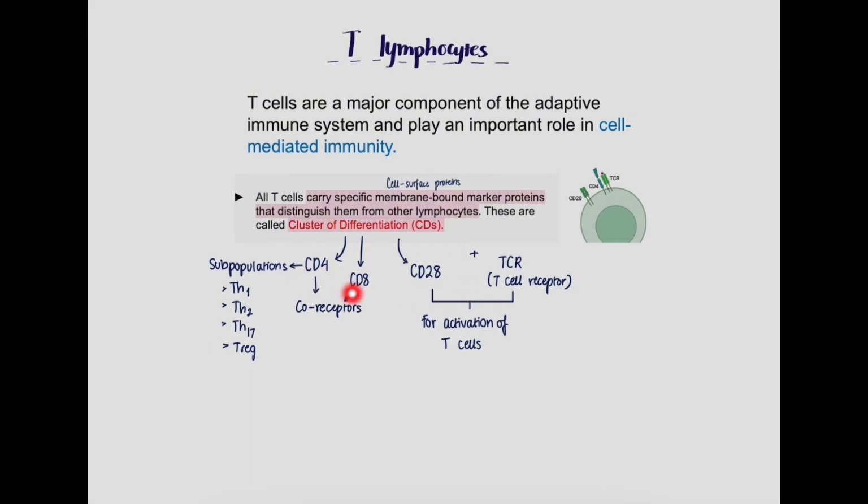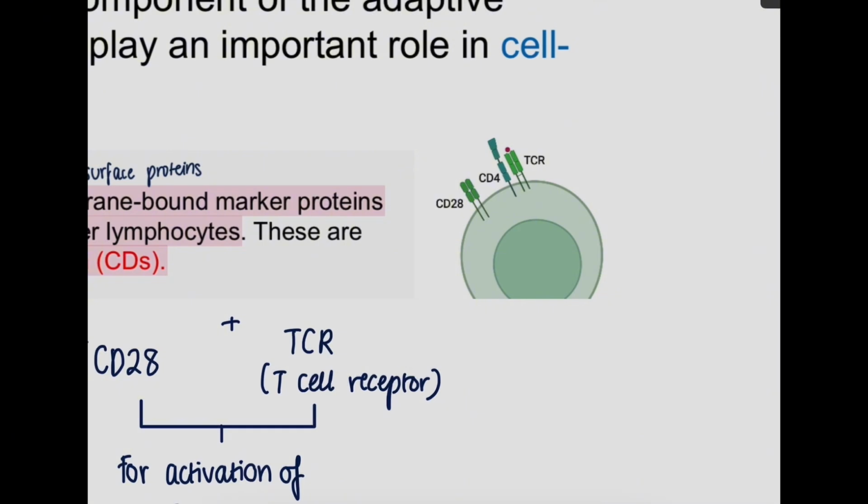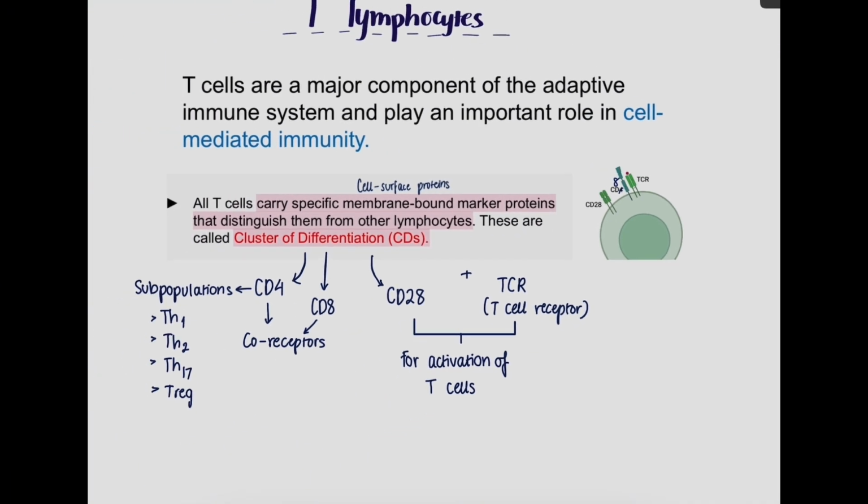So CD4 and CD8 are co-receptors which are going to stabilize the binding of TCR with MHC proteins, which is one of the stimulatory signals for T cell activation. Whereas CD28 is also involved in the activation of T cells. So this is a representation of what a T cell looks like. It will always have a TCR and a CD28 on its surface. And over here, this one has a CD4, but this may also be a CD8. And these are the cluster of differentiations that we will always find within the T cells.